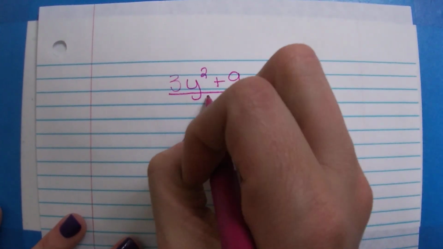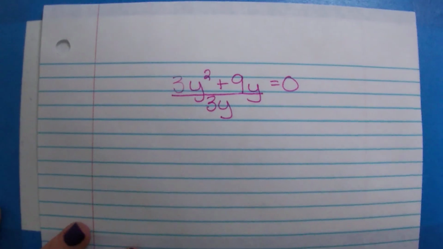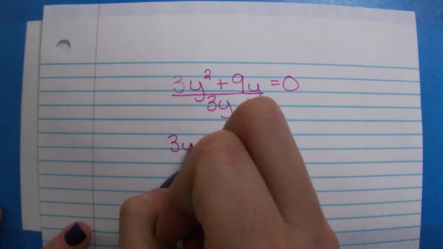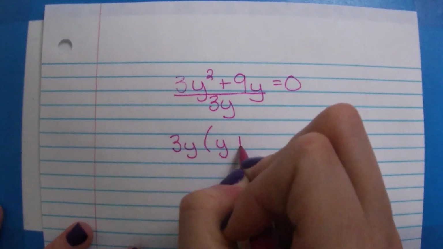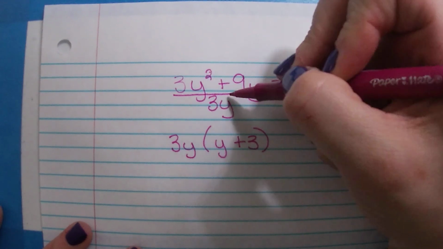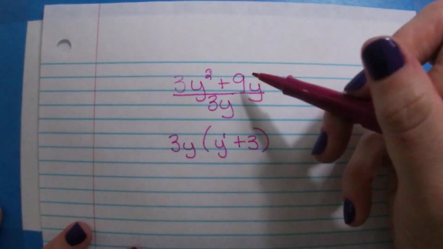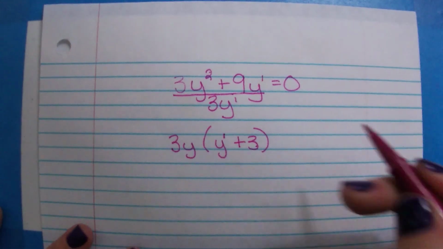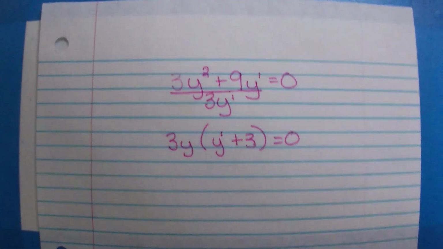So we can factor out a GCF of 3y. So we factor that out, we'll get a 3y times a y plus 3, right? 3 divided by 3 is 1. 2 minus 1 is 1. 9 divided by 3 is 3, and then 1 minus 1 is 0. So those cancel out, and that equals 0 just comes down.